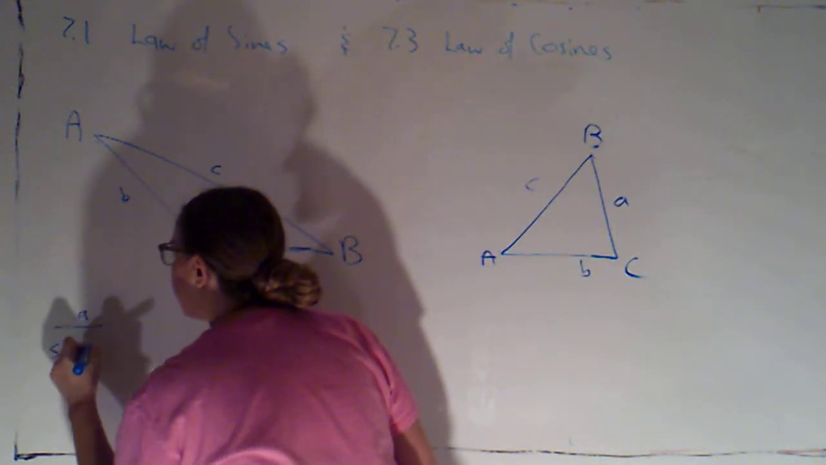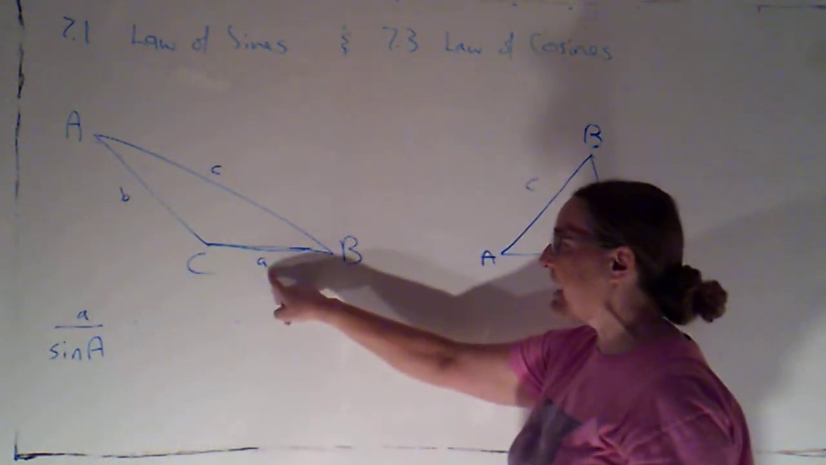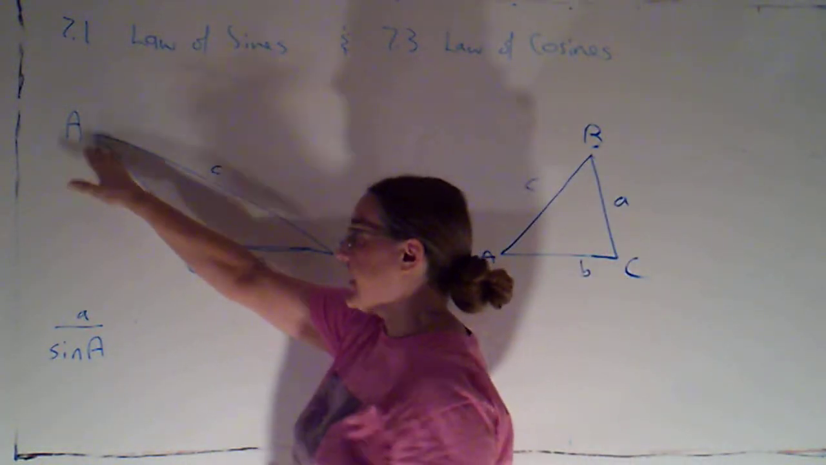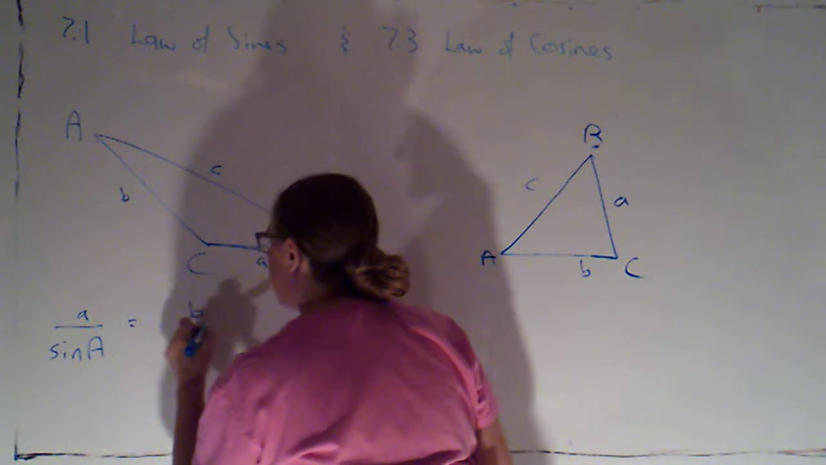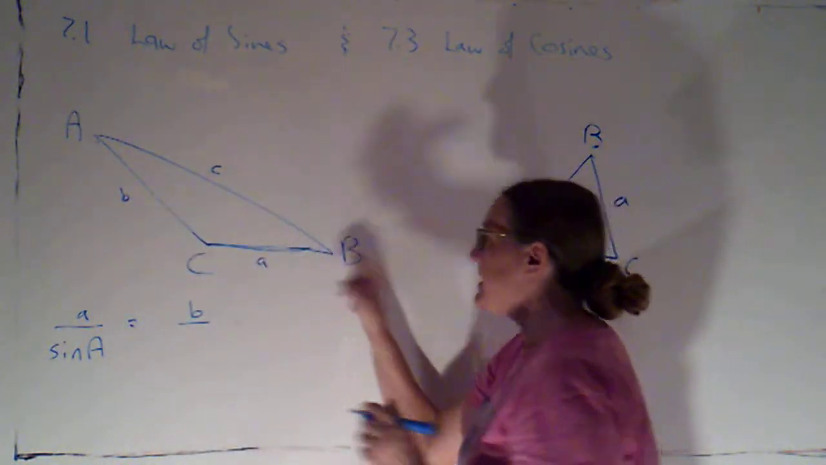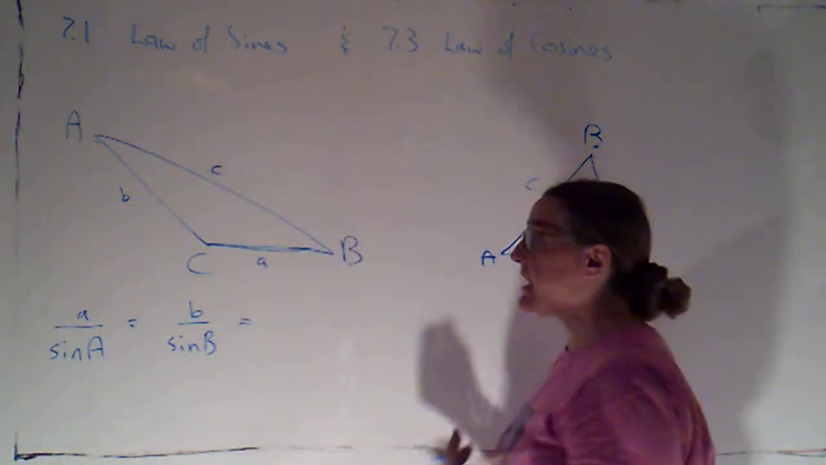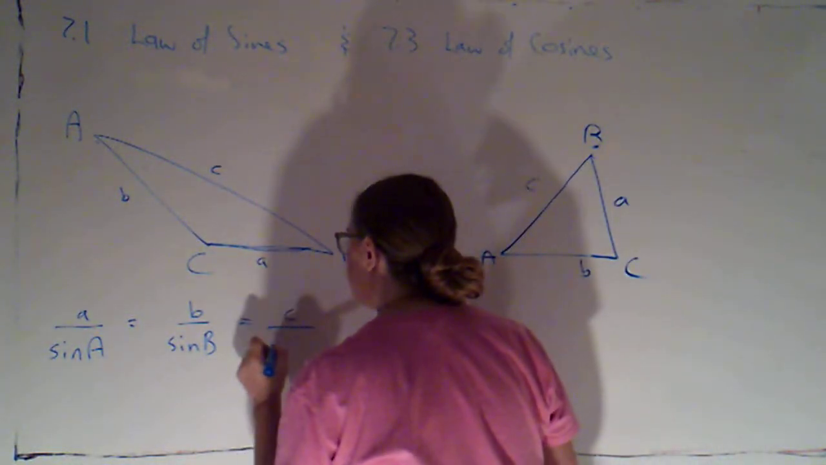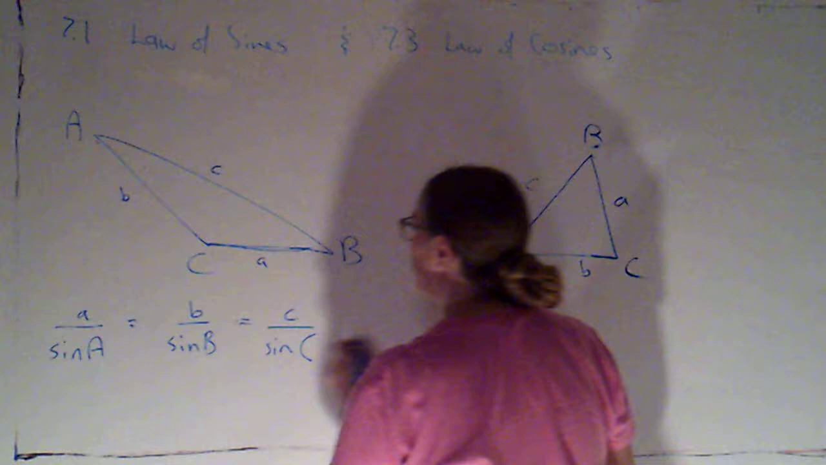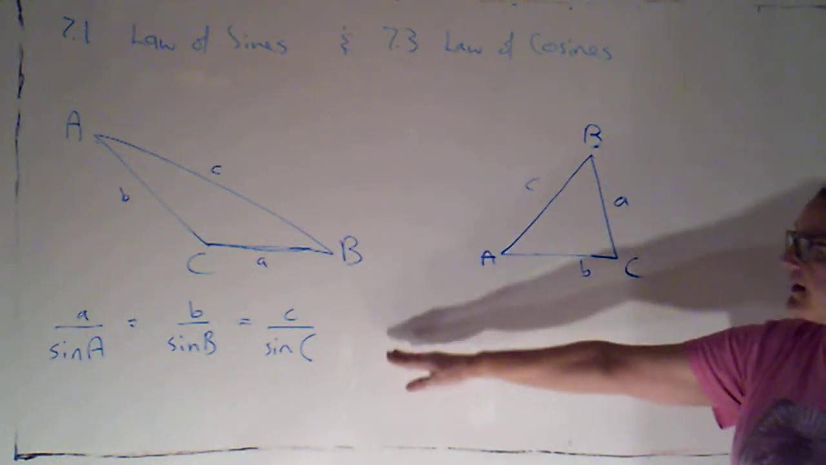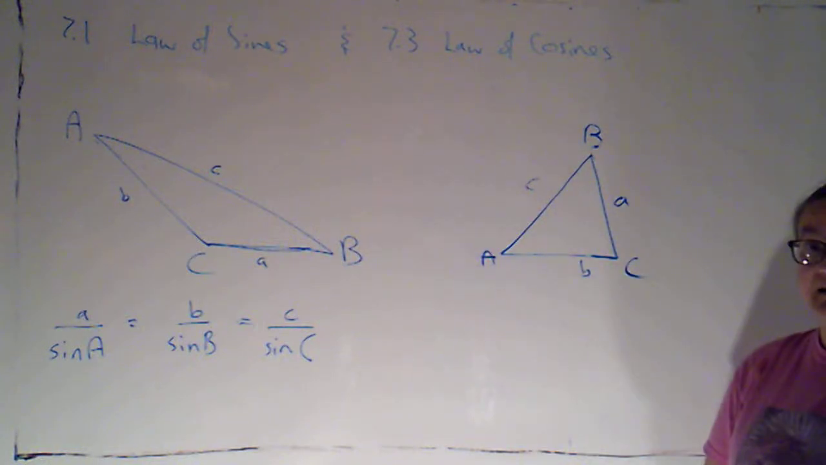In any triangle, this ratio, side length A divided by the sine of angle A, is the same as the ratio of side length B to the sine of angle B. And that's the same as the ratio of side length C over the sine of angle C. Okay. So that is what we call the law of sines.